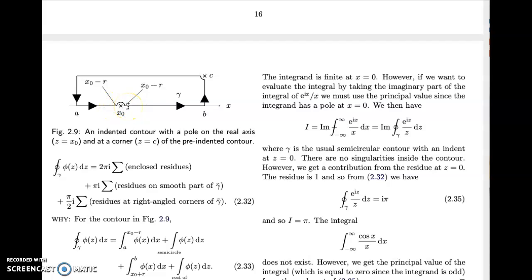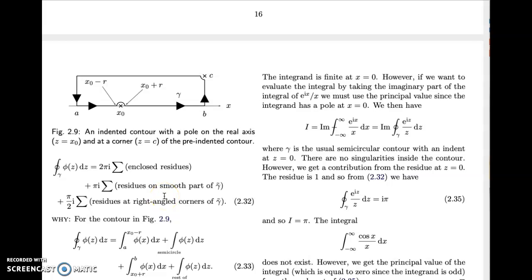So looking like this. And if by any chance you end up with a contour, this is fairly unusual, which has a pole at a right angle corner, then because you've got a quarter circle, this actually counts as a quarter of the 2 pi i, so you end up with pi by 2 times i times the residue at any right angle corners of the contour.